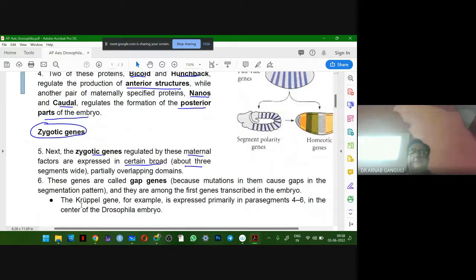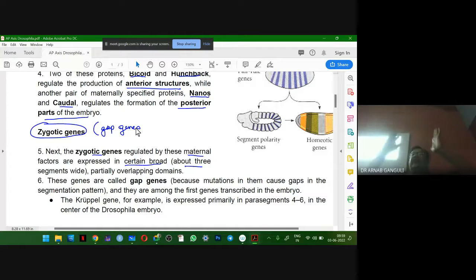Example, Kruppel. These genes are also known as gap genes. Zygotic genes are also known as gap genes. Because if one of these gap genes is mutated, you will find huge segments of the fly missing when the embryo develops, because that gap gene was not expressed. A huge gap is formed.